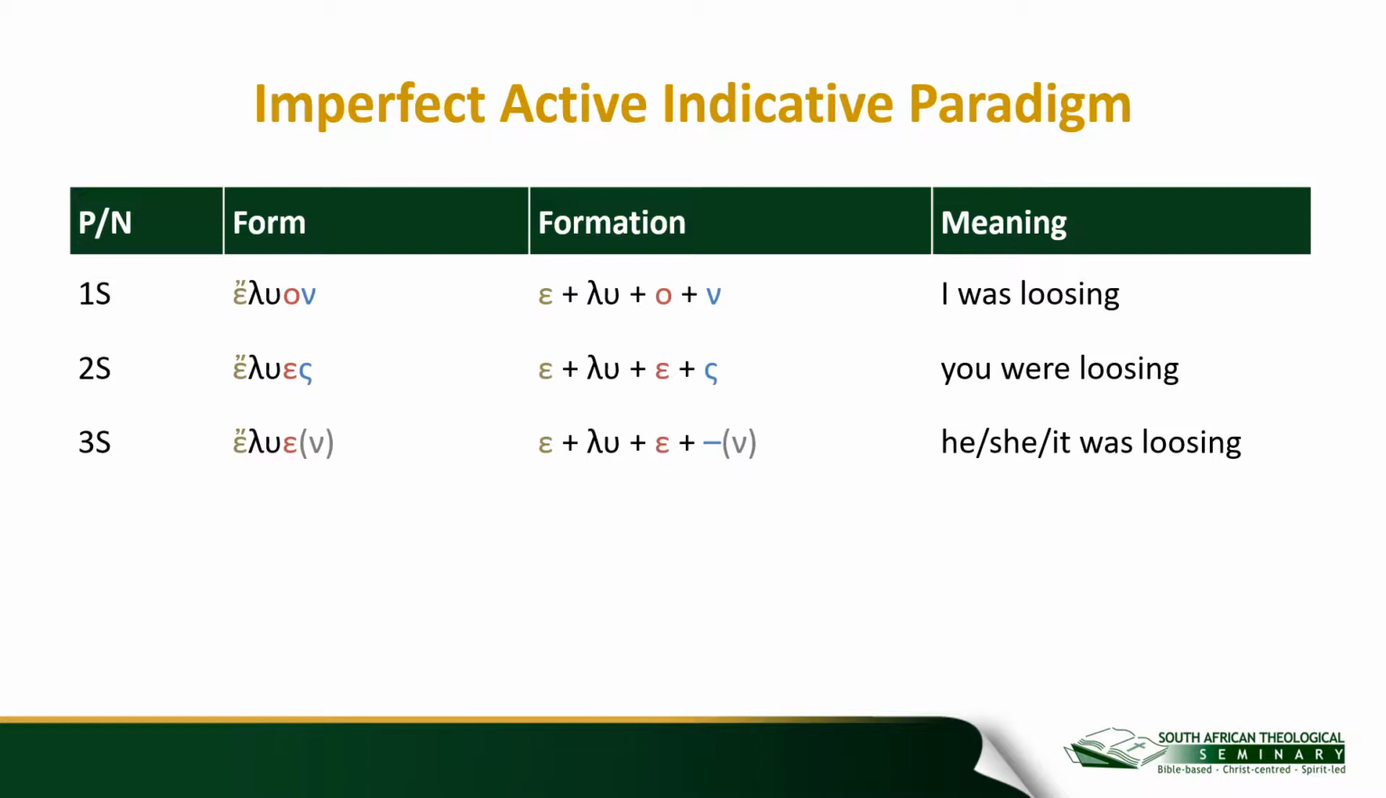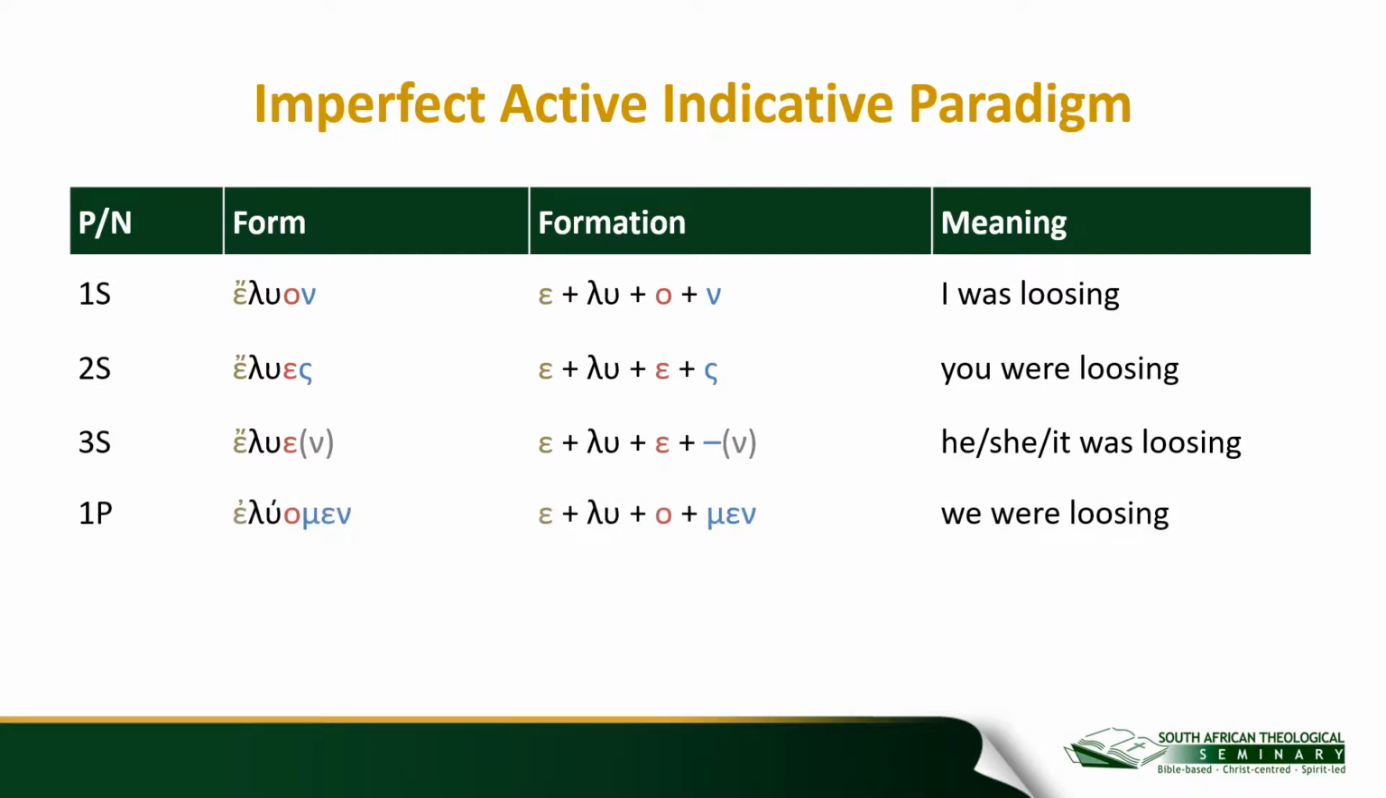The formation is the augment epsilon plus the present tense stem li plus the connecting vowel epsilon. There's no personal ending for the three singular in the secondary endings, and there's an optional movable nu. Hence, elie or elien, he, she, or it was loosing. The one plural form is eliomen.